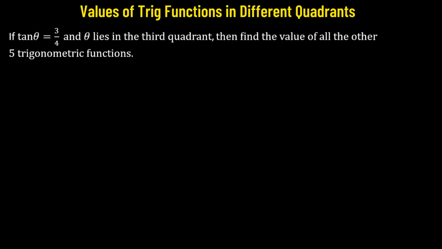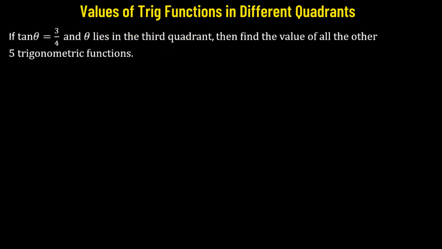In this problem, we are given the value of tangent theta. So tangent theta is 3/4 and theta is lying in the third quadrant. Using this information, we need to find out the value of the remaining trig functions. So let's begin. It's given here that theta lies in the third quadrant.